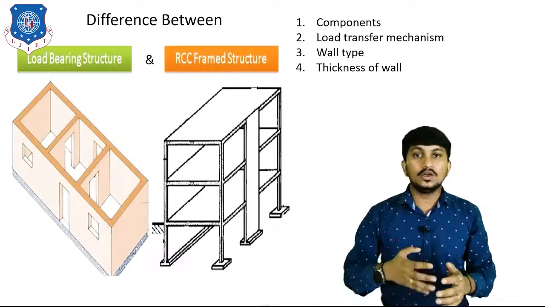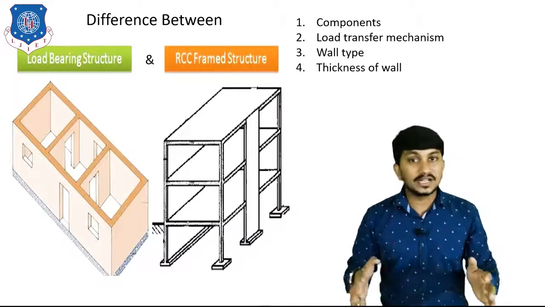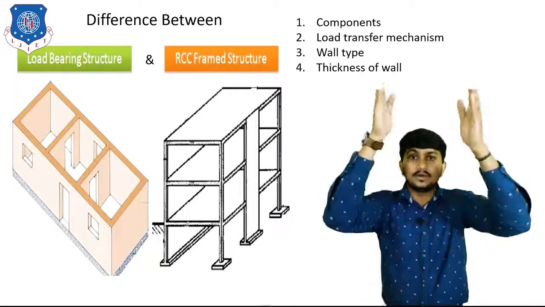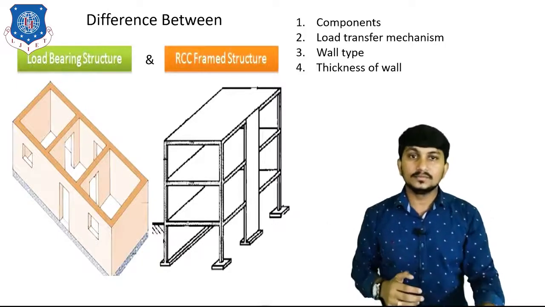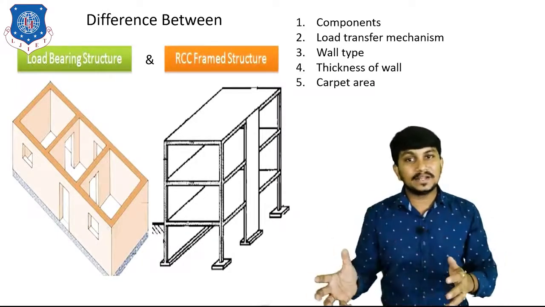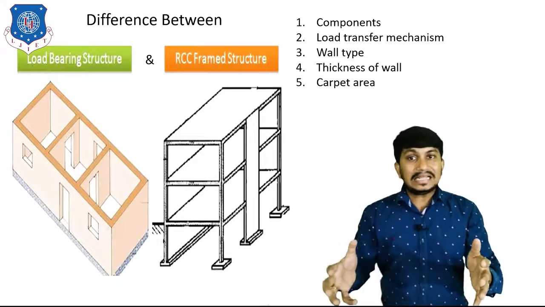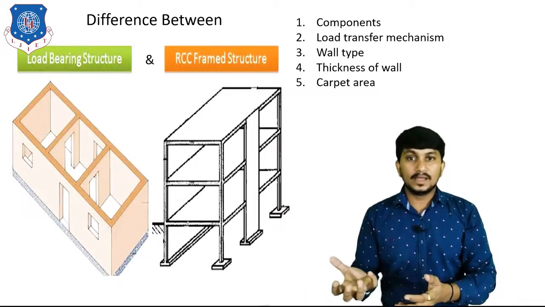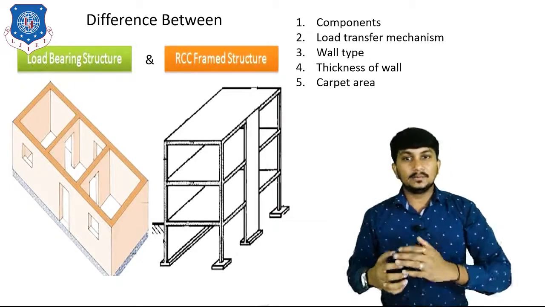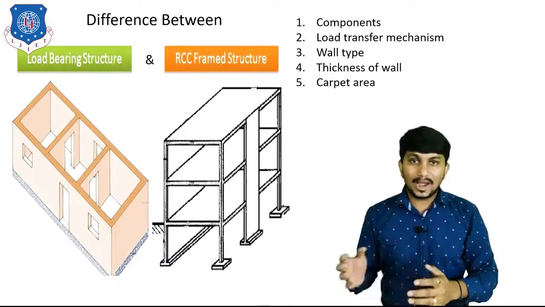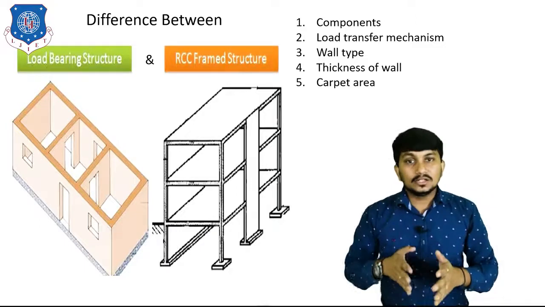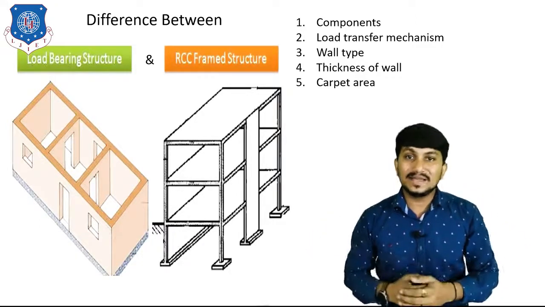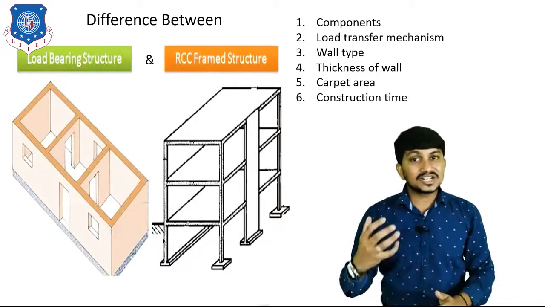While in frame structure, all the walls are partition walls, which are not used as a load-bearing component. So the thickness of the wall remains the same for all the floors. Next is carpet area. Because of increment in thickness of the wall from top to the bottom, the lower floor has lesser carpet area compared to the upper floors. While in frame structure, because thickness of the wall remains the same in all the floors, carpet area also remains the same.